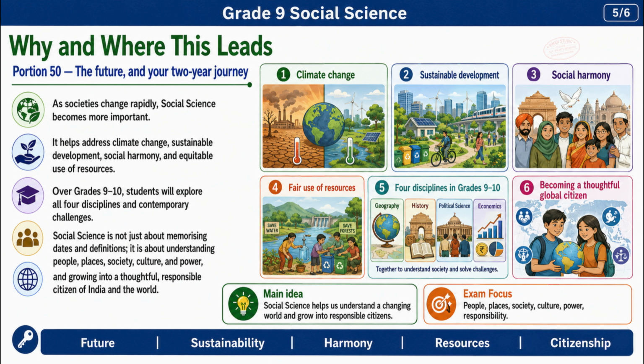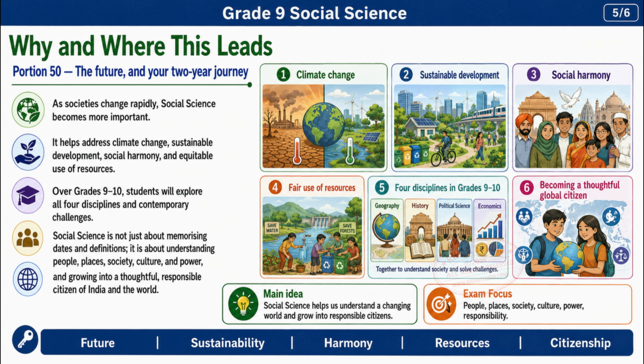The future and your 2-year journey. As societies change rapidly, social science grows more important, helping address climate change, sustainable development, social harmony, and equitable use of resources. Over grades 9 through 10, you will explore all 4 disciplines and contemporary challenges. Social science is not about memorizing dates and definitions. It is about understanding people, places, society, culture, and power, and growing into a thoughtful, responsible citizen of India and the world.